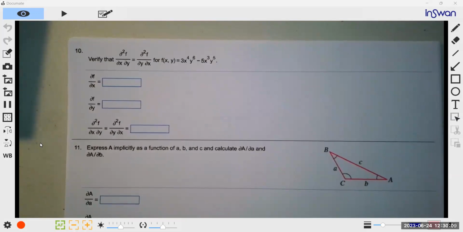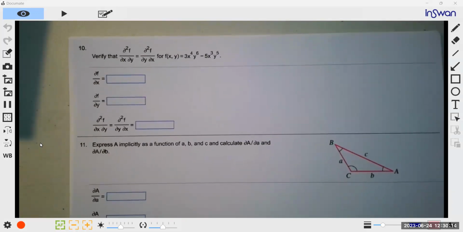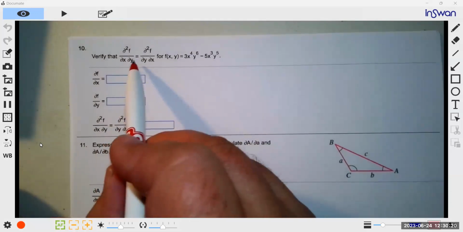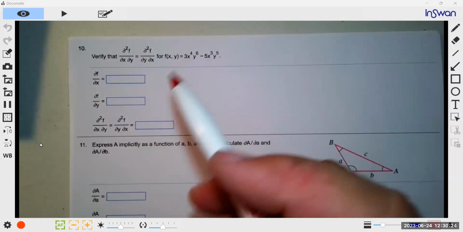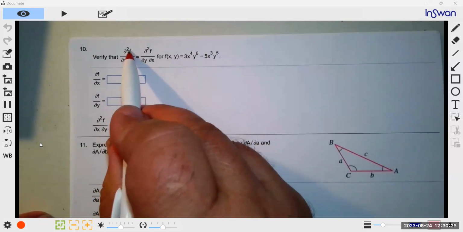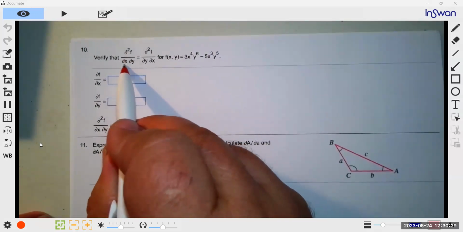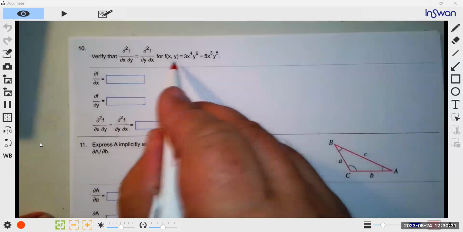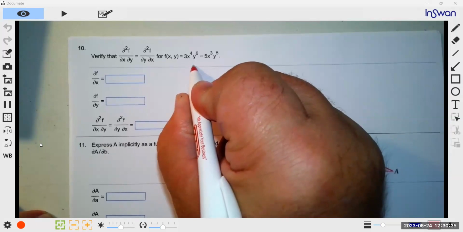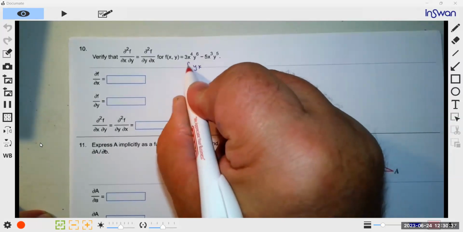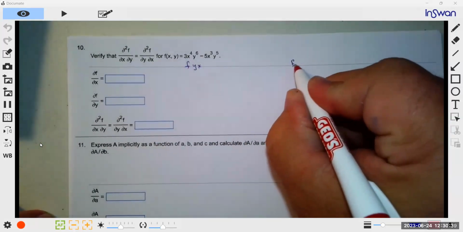Number 10. Let's see what this one gives us. Now we've got to verify this, which is pretty much what we just talked about. So the second derivative with y first, then x, and x first, then y. So here's our function. We're going to do y, then x. And then this one here we'll do x, then y.